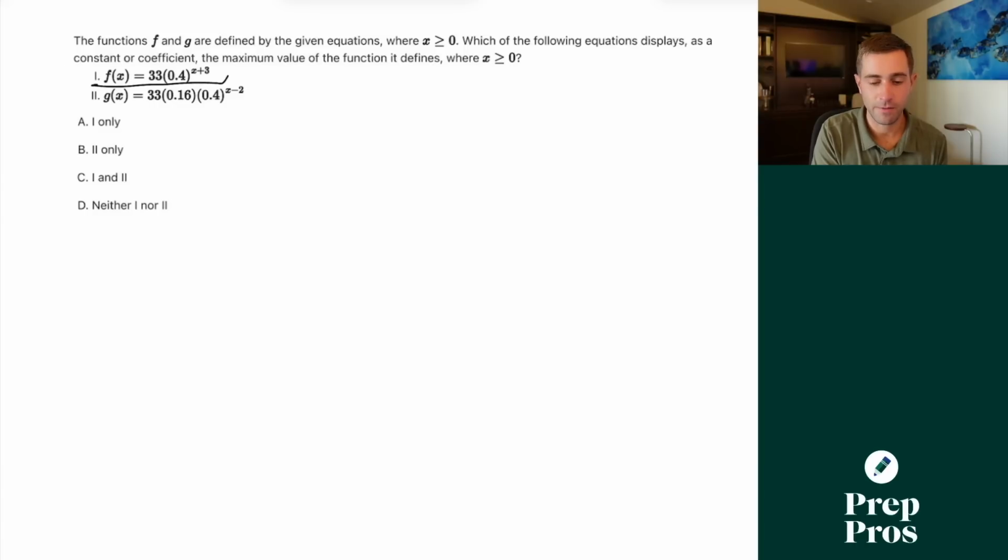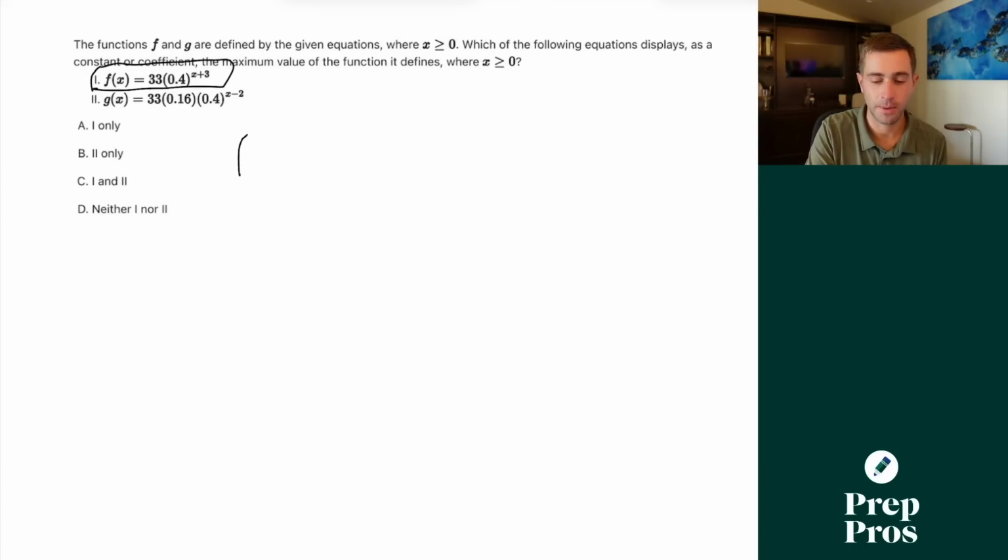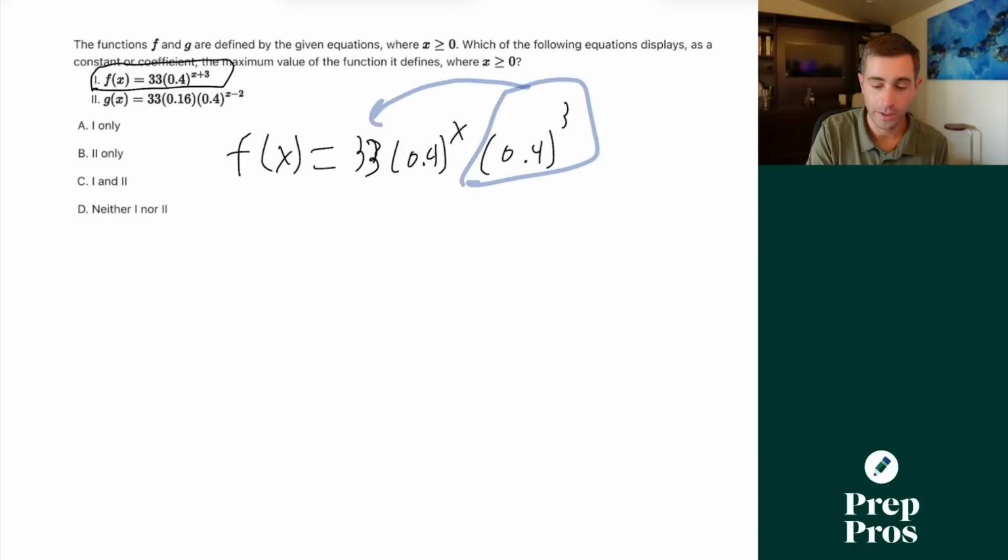So if we take our f of x, we can actually expand this out by writing this as f of x equals 33 times 0.4 to the x times 0.4 to the third. And this 0.4 to the third, when it gets distributed back to our 33, because if we're simplifying this, we need to rewrite this as f of x equals 33 times 0.4 to the third times our 0.4 to the x.